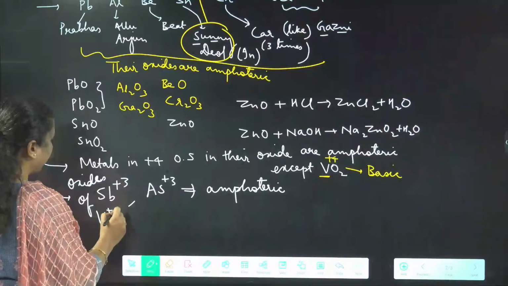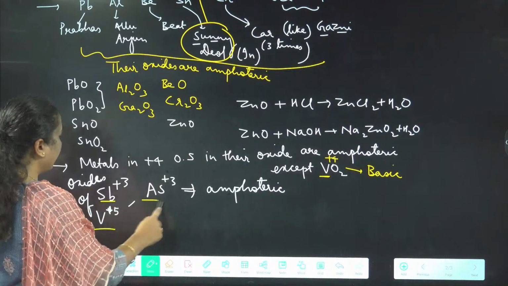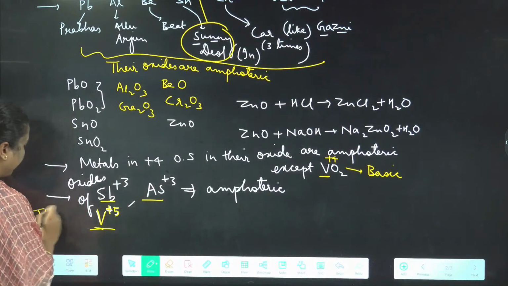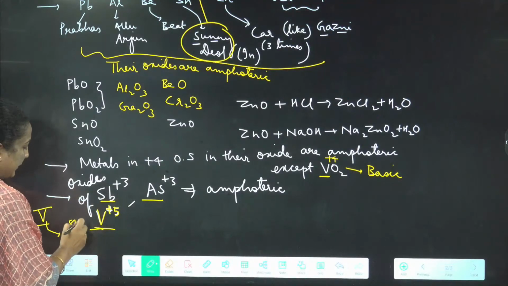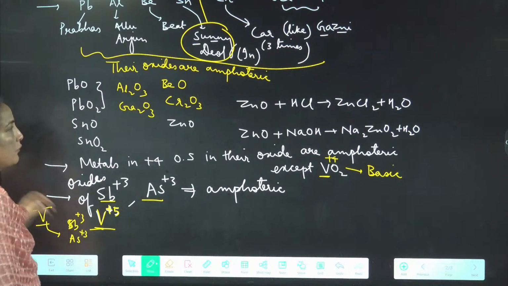You can include +5 also here, right? So that you don't get confused. See here, you can remember like this. Vanadium in +5. So this is Roman numeral V, right? And in that fifth, now you consider the 15th group elements Sb and arsenic. They are in +3 oxidation state. They are also amphoteric. Okay.